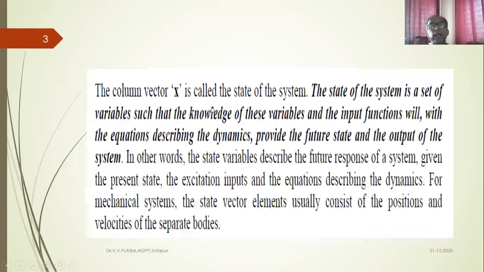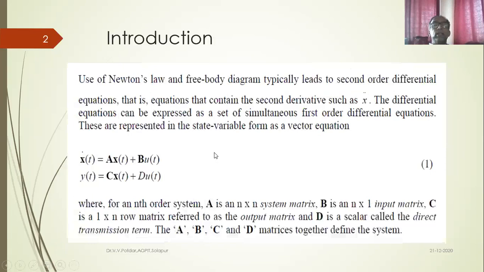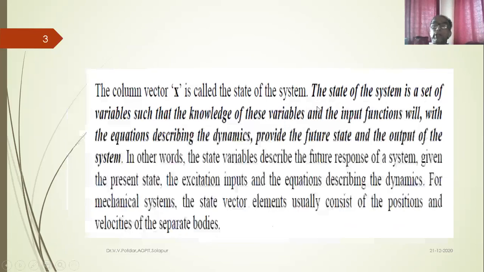The column vector x is called the state of the system. The state, please be attentive, is a set of variables such that the knowledge of these variables and the input functions, with the equations describing the dynamics, will provide the future state and the output of the system.